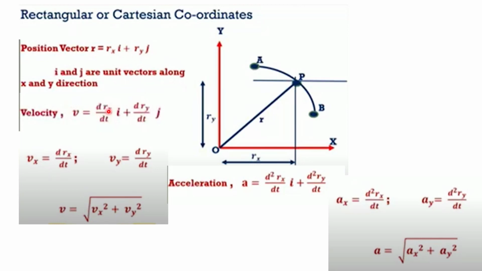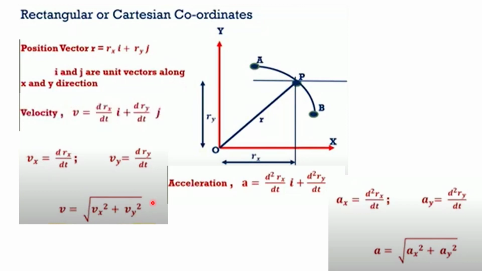Now what is d Rx by dt? That is Vx, the velocity along the horizontal direction. And what is d Ry by dt? That is Vy, the velocity along the y direction. So in order to find the magnitude of the velocity, we can use this formula: V is equal to square root of Vx squared plus Vy squared.